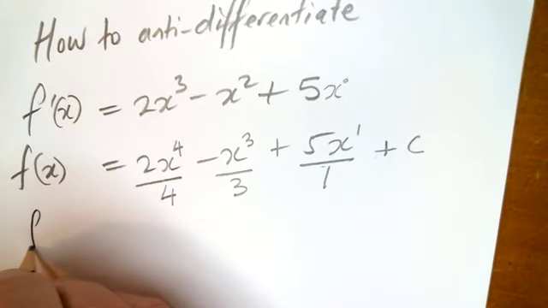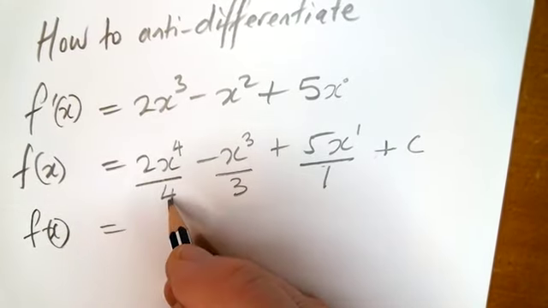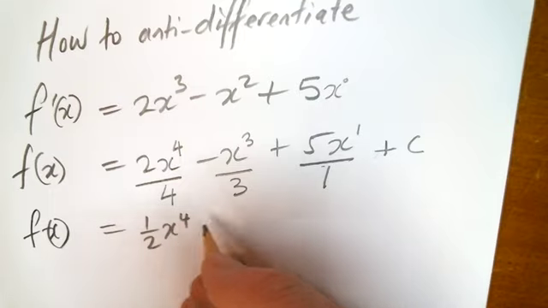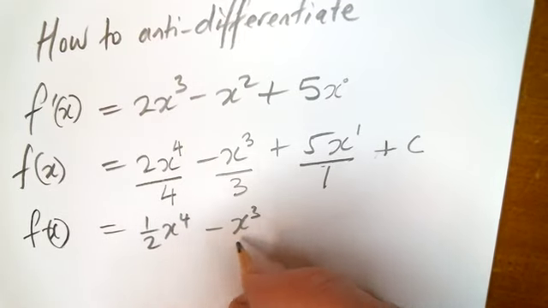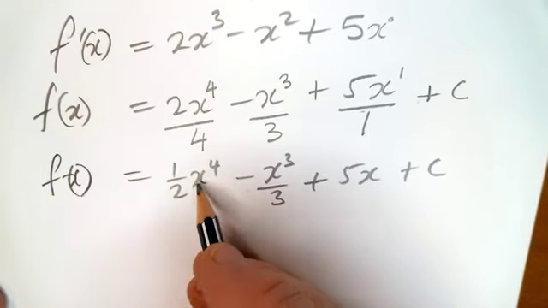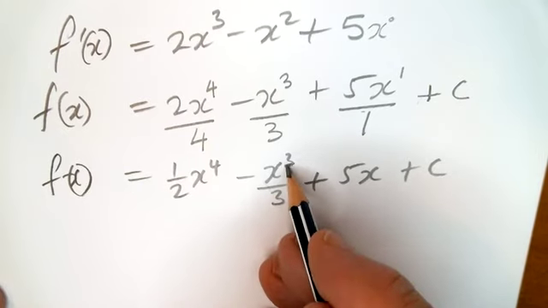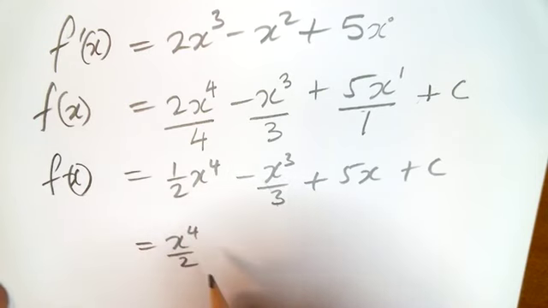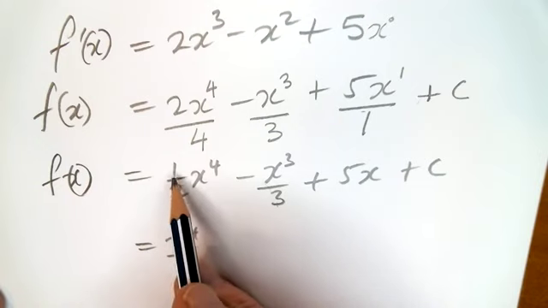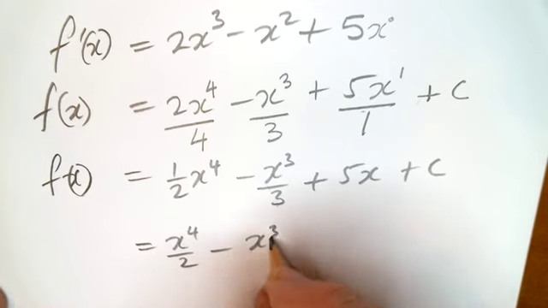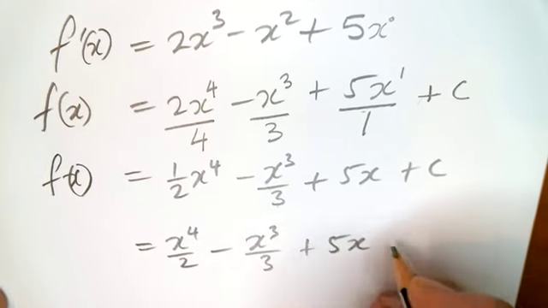So let's tidy this up. Now f of x is equal to, well, 2 on 4, that's a half. So I could write a half x to the 4 minus, this is going to be x cubed on 3, plus 5x plus c. Or I could have written half x to the 4, negative 1/3 x cubed, and x on 2. I like x on 2 better. It's a little bit more succinct. This one's got an extra component, that 1 there, and I don't really like the 1. I'm just going to call it x on 2, this x cubed on 3, and this 5x plus c.